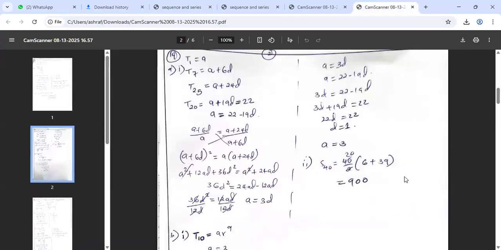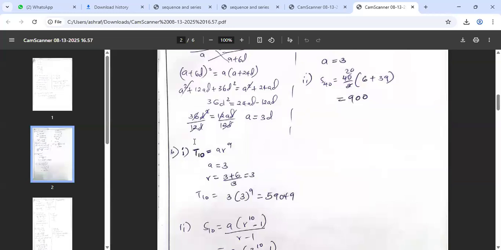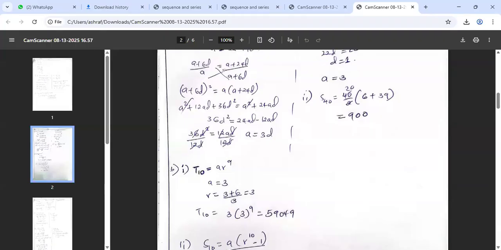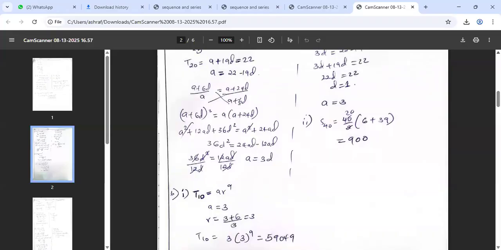So I'll just show you what I have done here. Remember in the first part of the question, you have been told that T1, T7, and T25 form the first 3 consecutive terms of a GP. So for us to get R, we had written T7 over T1 or T25 over T7. So you just pick one of them. A plus 6D over A will give you R. So our A we have already gotten as 3 and D is 1. So it will be 3 plus 6 over 3. So that will give us R as 3. And of course A is 3.